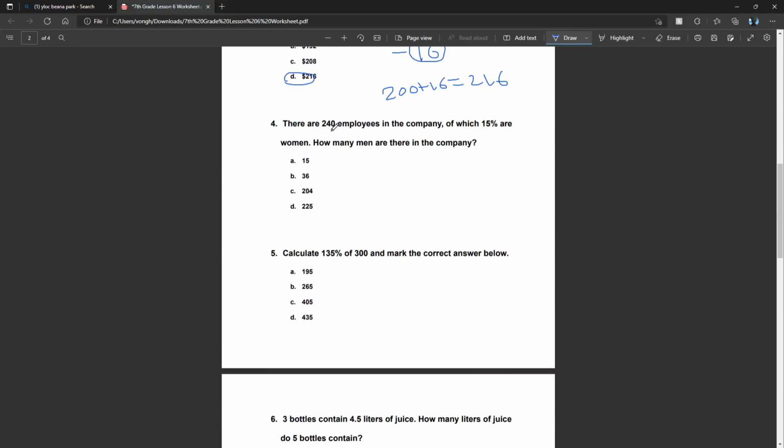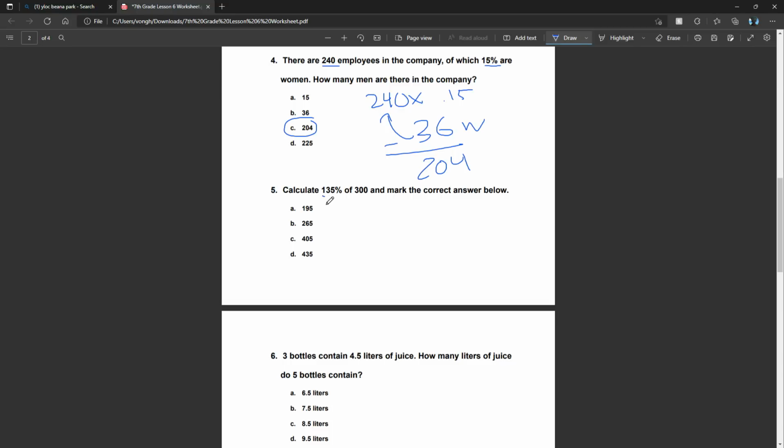If there's 240 employees in a company, of which 15% are women, how many are men? So 15% of this are women, so we just have to find that first. Times 15%, that's 1.5. So all you have to do is solve for that first, and you should get 36. But this is how many women there are, so you subtract from the total. So 240 minus 36, that's 204. So the answer is C.